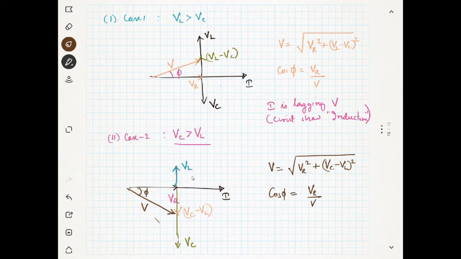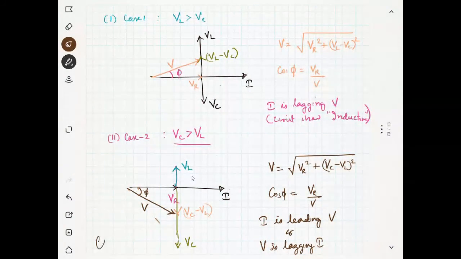But you can see that the current is leading the voltage. You understood? Or we can say the voltage is lagging. So what is the nature of this? Is it capacitive or inductive? Capacitive, sir. Yes, capacitive, because it is more dominant. Now we will see another case.